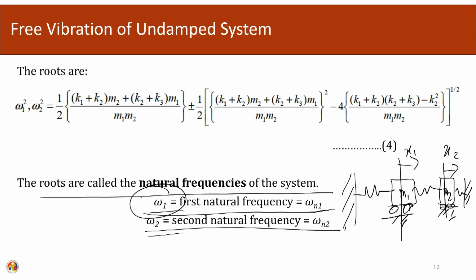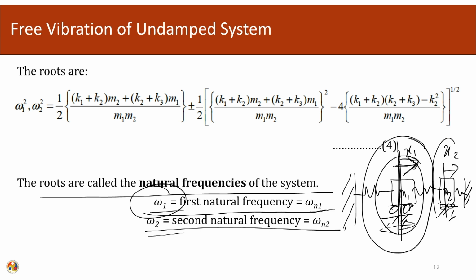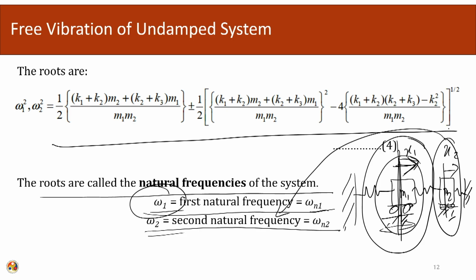So, omega 1 means that the first mass is going to oscillate around its equilibrium position with a frequency of omega 1, and this one is going to oscillate with a frequency of omega 2, and the magnitude is given by this particular equation, where each of the frequencies is a function of all the stiffness values and the corresponding mass values. So, this is how we find out the solution for the frequencies.